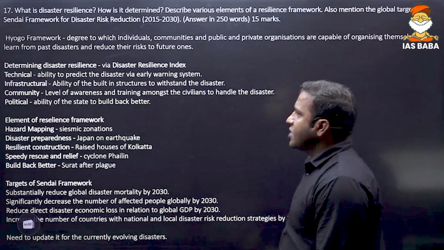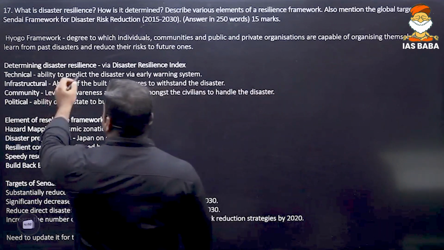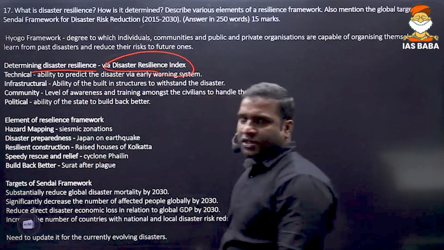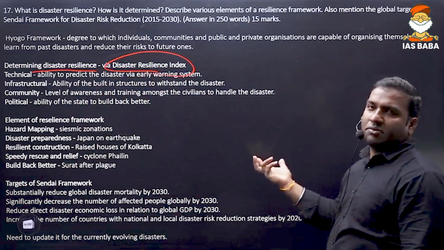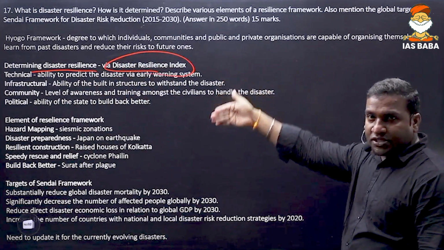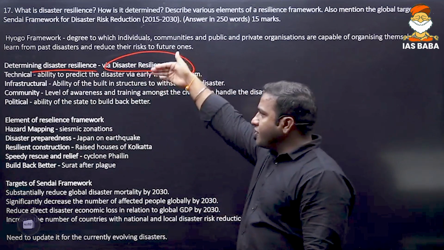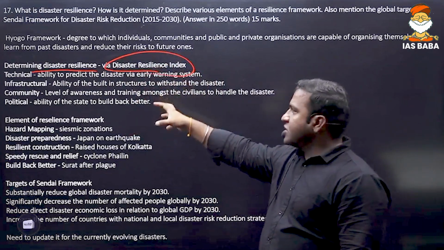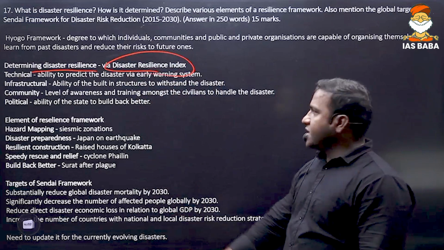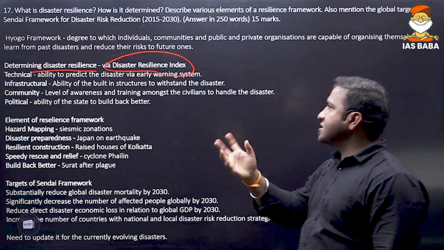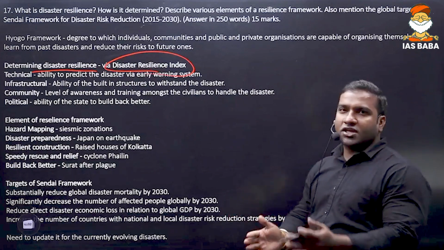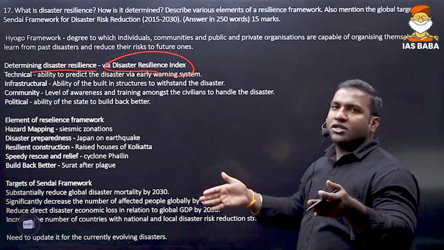Then, determining disaster resilience. There are disaster resilience indices. A disaster resilience index can be taken up, so that it decides the ability of various sectors or various domains to withstand the disaster. First one, technical ability. That is the ability to predict the disaster via an early warning system. That is also resilience. You will get the golden time wherein you can save people.